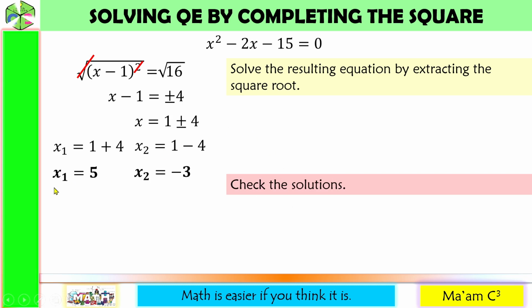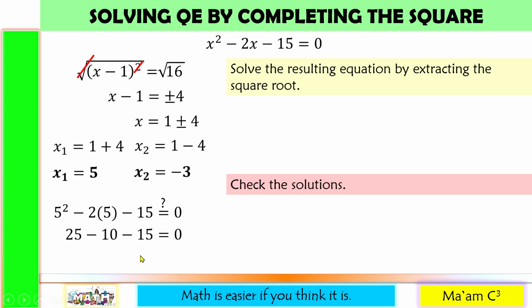We simply substitute the values that we get into the original equation. So let us substitute 5 first in all of our x's here. Are they equal? 5 squared is 25 and 2 times 5 is 10. Is it equal to 0? 25 minus 10 is 15, and 15 minus 15 is equal to 0. So yes, they are equal.